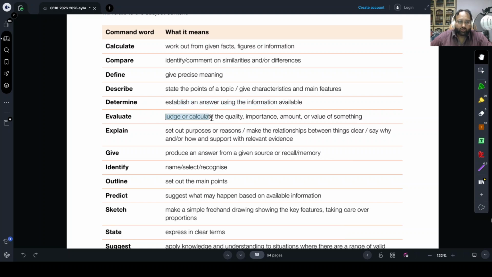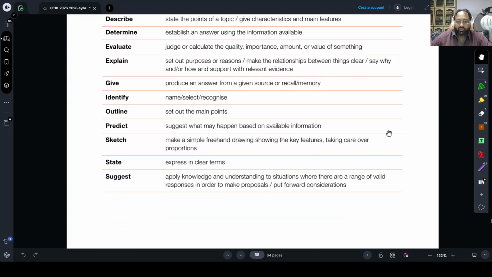Evaluate, so judge or calculate the quality, importance, amount, or value of something. So evaluate so and so thing. Depending again on the question, you're going to say this is like this, this is like that. Right now we're not looking at a paper and we don't have that kind of question in front of us, so it will make more sense when we are actually looking at a paper.